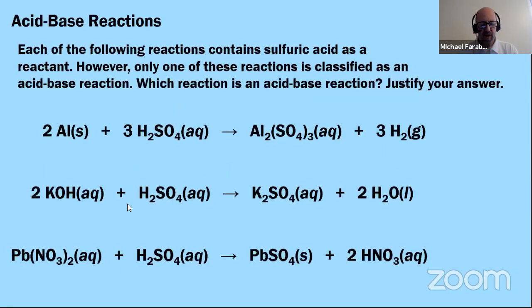All right. Another example of practice. Feel free to pause the video when you're ready to check your answer. Which one of these three reactions that contains sulfuric acid, H2SO4, is actually an acid-base reaction?